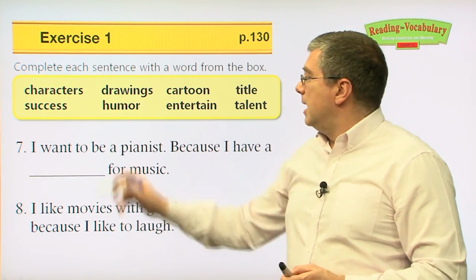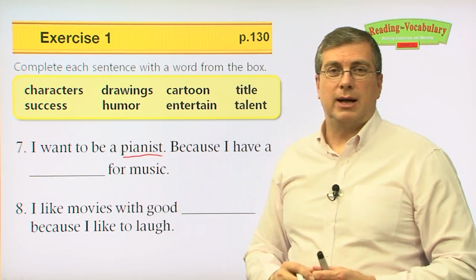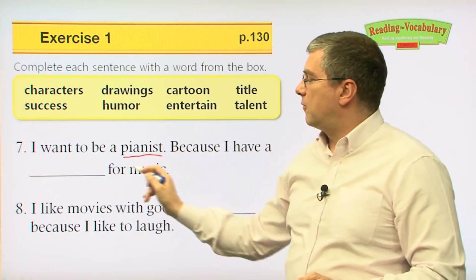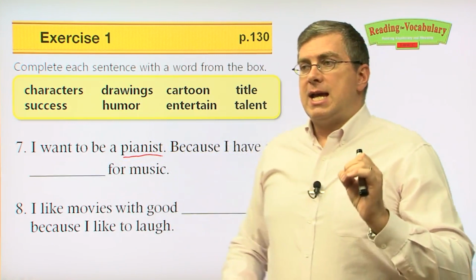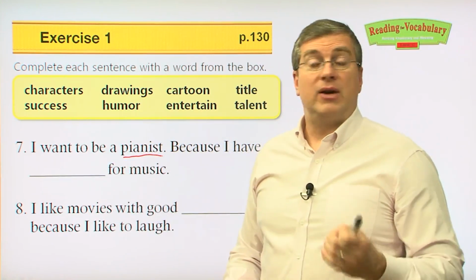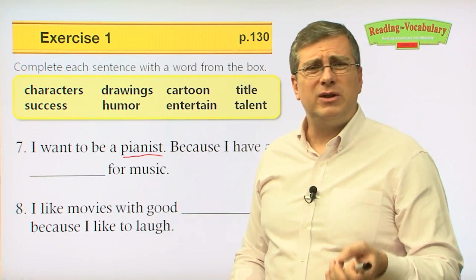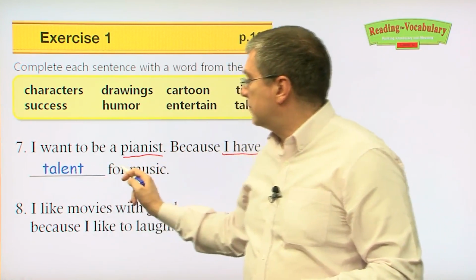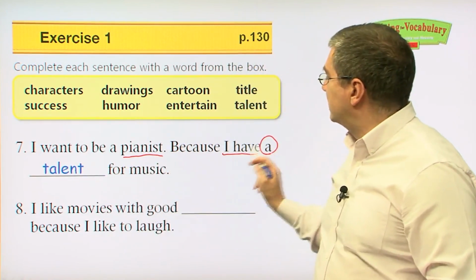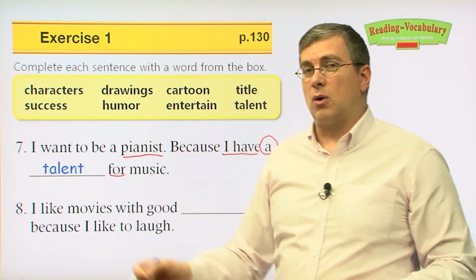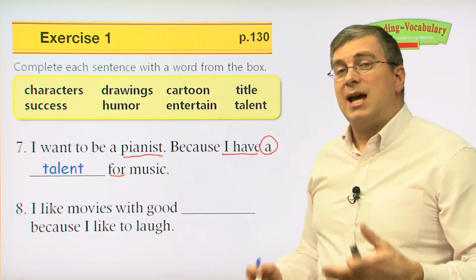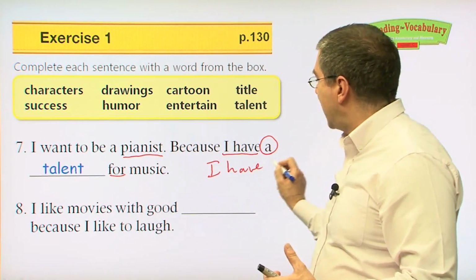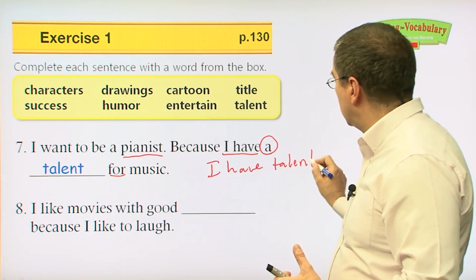Okay, the last two. I want to be a pianist. All right, pianist or pianist. I want to be a pianist because I have beep for music. Now, remember when I said if you're good at something, if you have a natural skill for doing something, what do you have? You have talent. I have a talent for music. Now notice they say a talent for. A talent for. You can say that, but you can also say you have talent. You just say I have talent and just end the sentence there.